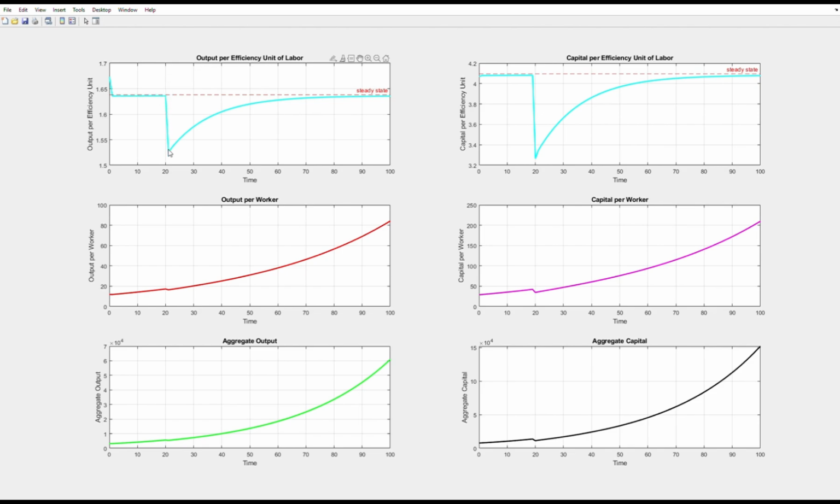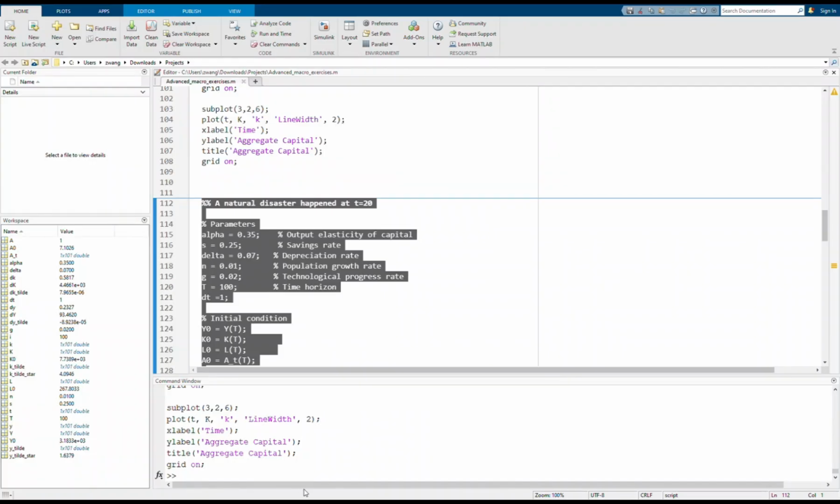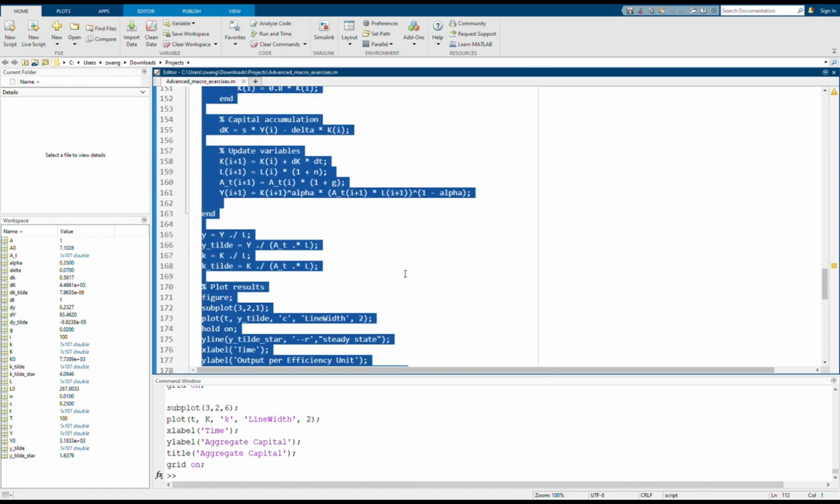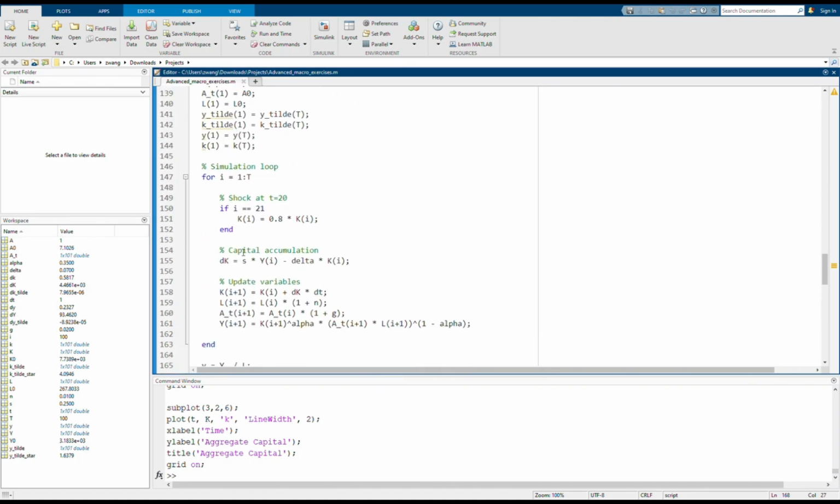However, for the output per efficient unit of labor, the value actually drops at time 21, not 20. That's because in the code, the destruction of the total capital stock at time 20 will affect the output level only in the next time period, not in this time period.